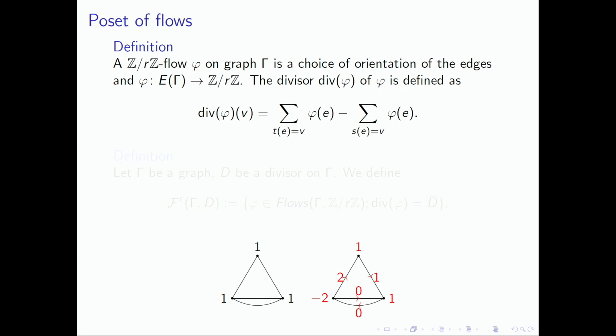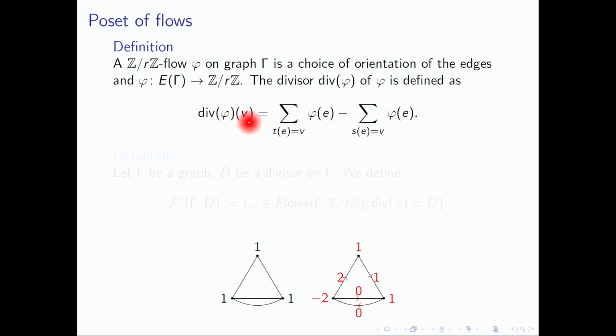So what is a flow? A flow modulo r is simply a map going from the edges of a graph to Z modulo r. So here I have an example of a flow. These 2, 1, and 0s on the edges are a flow. And I have also to introduce a choice of an orientation on the graph to have a flow. And what is important is that I can define a divisor out of a flow. And the rule is the following.